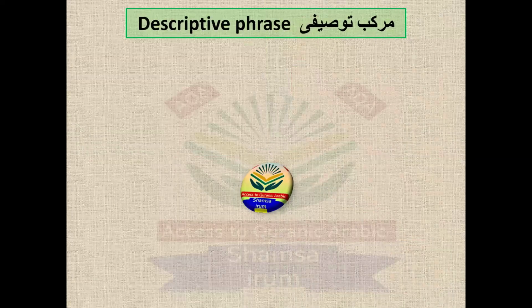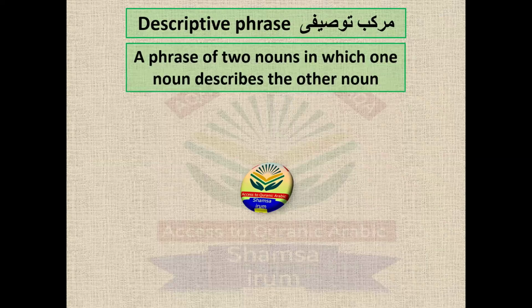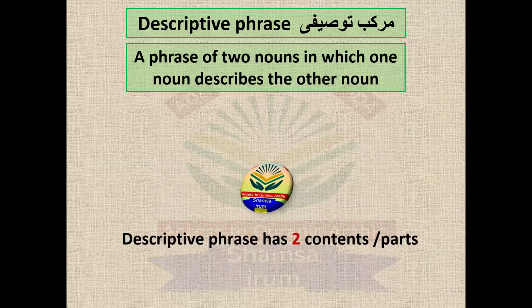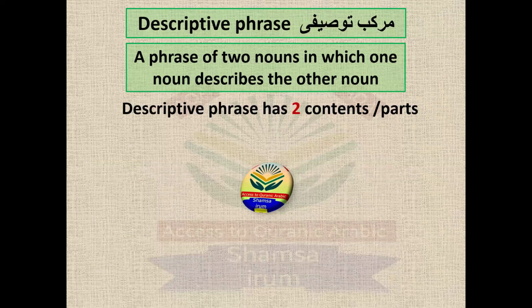Murakab Tauseefi, descriptive phrase. A phrase of two nouns in which one noun describes the other noun is called Murakab Tauseefi. And a descriptive phrase has two contents, two parts, same like the Jumla Ismiya. Like Jumla Ismiya has two main parts like Mubtada and Khabar, Murakab Tauseefi also has two parts.